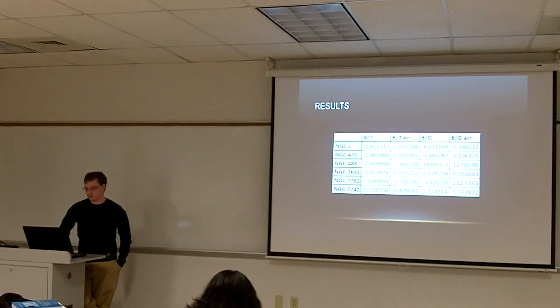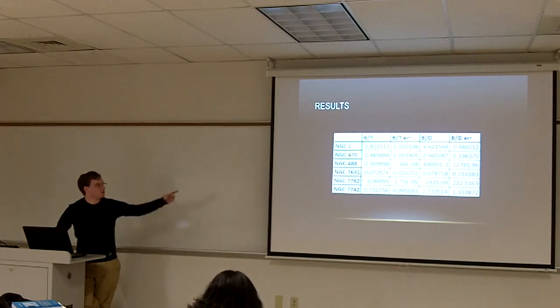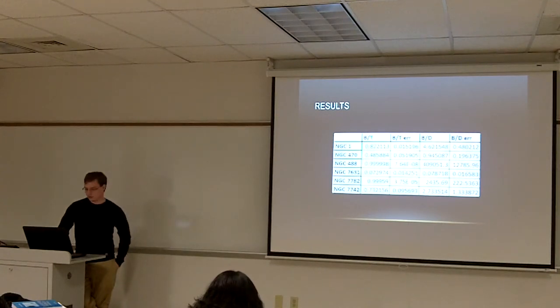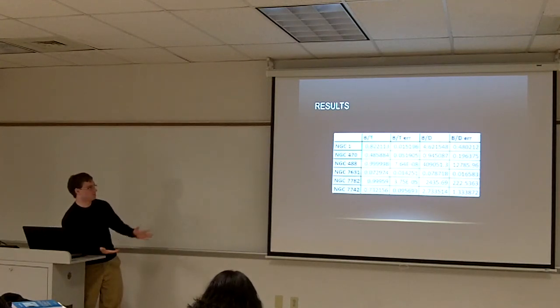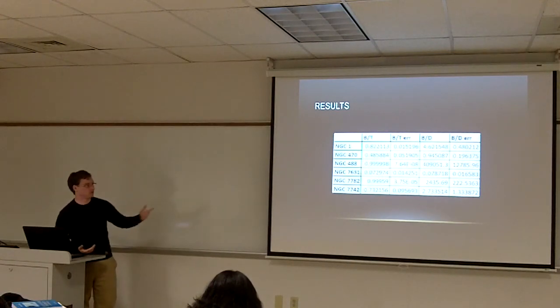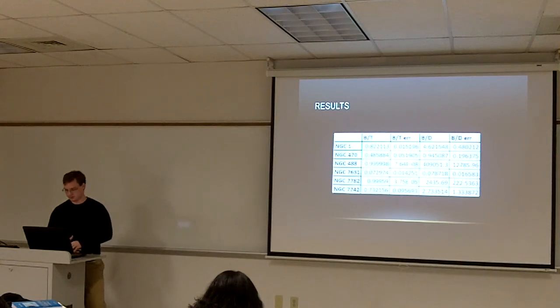I was able to get 6 of the 11 galaxies analyzed, and so we have the bulge to total, the error, the bulge to disk, and the error. You can see the bulge to disk, which I was looking for. They're all over the place. Something's obviously wrong here. Going from 4 to 1 to, well, I mean, you guys can see it's a mess. So I still have a lot of work to do with this.